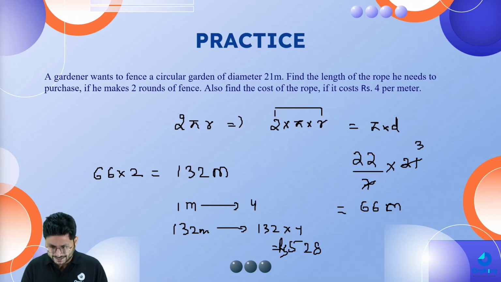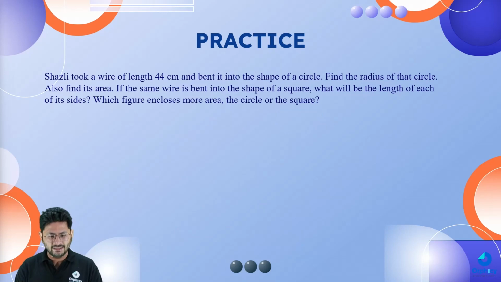Okay, great. एक और क्वेश्चन देखते हैं. Shazli took a wire of length 44 centimeters and bent it into a shape of a circle. उसने टोटल लेंथ लिया 44 सेंटीमीटर का और उसको सर्कल बना दिया, राइट? तो मैं ऐसा बोल सकता हूं सर्कल का सरकमफेरेंस शुड बी इक्वल टू 44, क्योंकि टोटल लेंथ ऑफ द आउटसाइड थिंग इज इक्वल टू 44, सो द सरकमफेरेंस ऑफ द सर्कल शुड बी इक्वल टू 44.